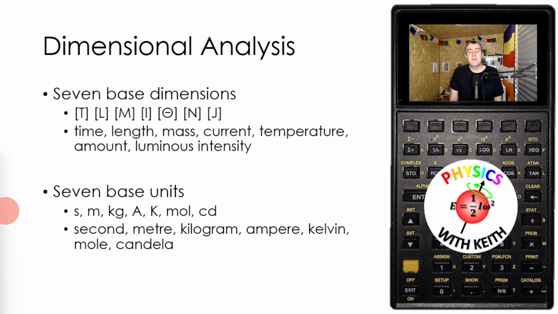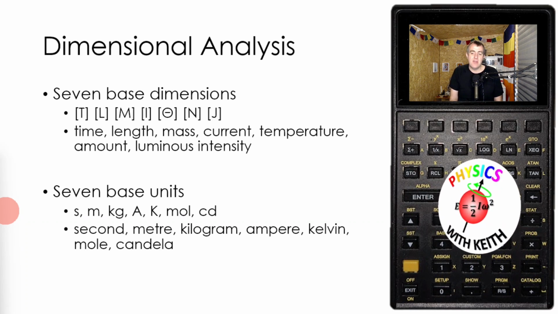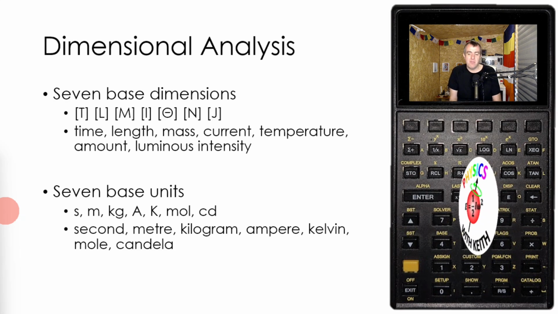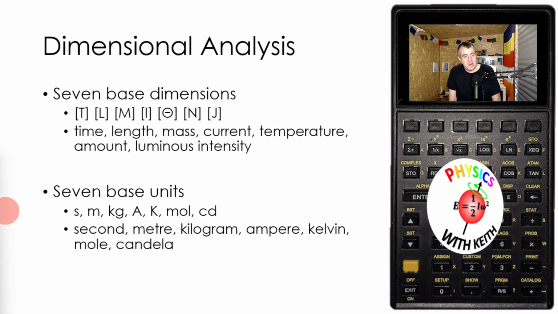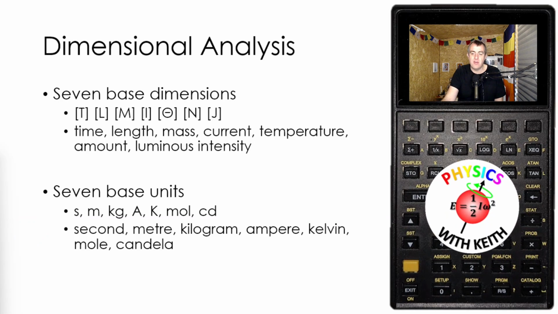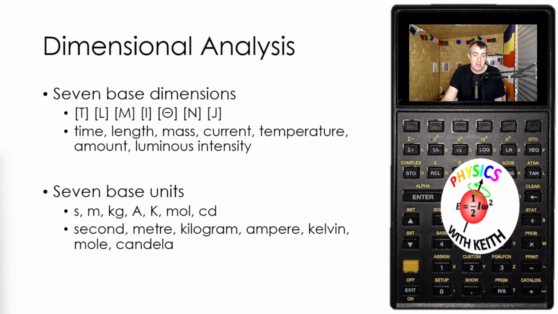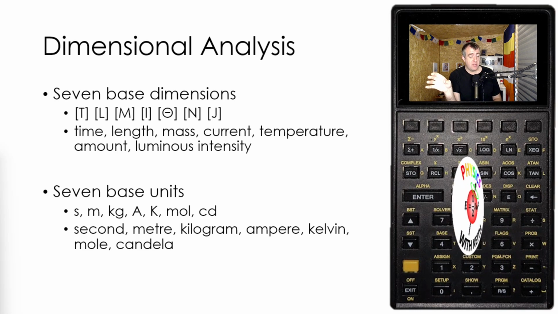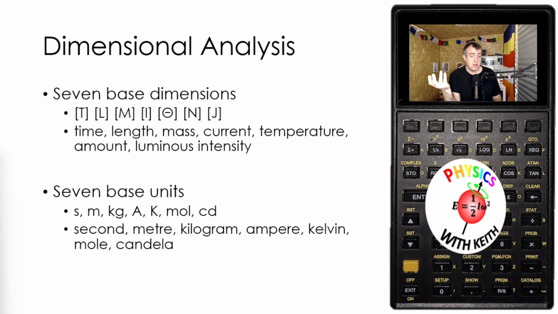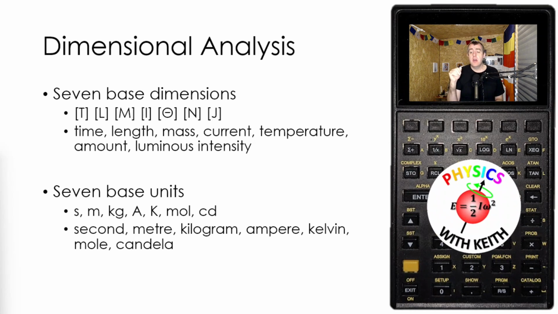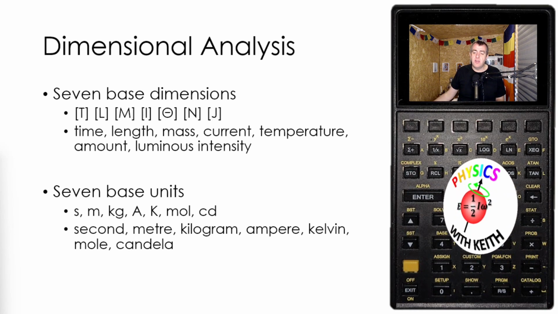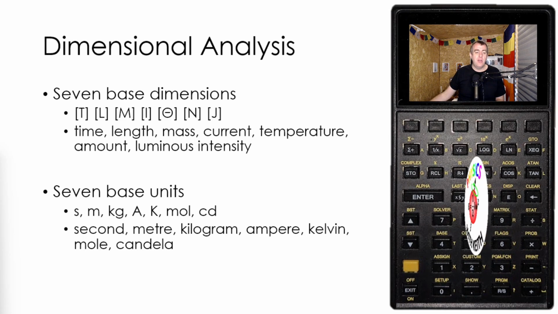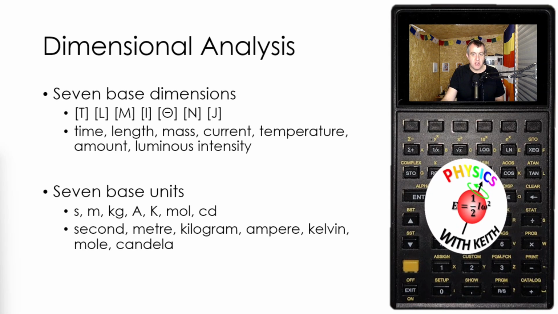But we're not going to be using luminous intensity really in A-level. I can't think of any time where I've seen it. I've seen all the others used, but not luminous intensity, so we'll tend to concern ourselves with the first 6 of these base dimensions. Now, some quantities are combinations of these. An area is 2 lengths multiplied together, and so on. But you can't express any quantity that can be measured without it being some combination of these base dimensions.